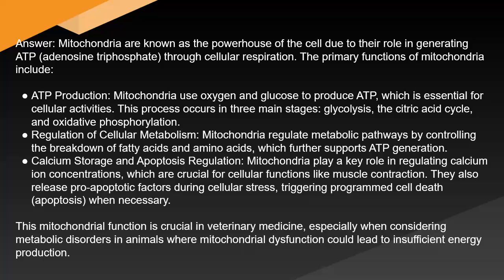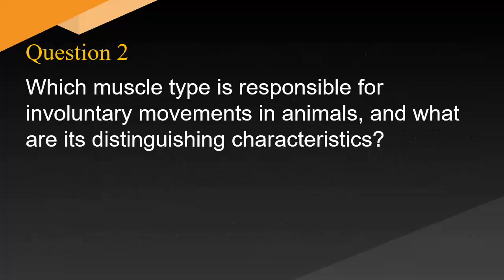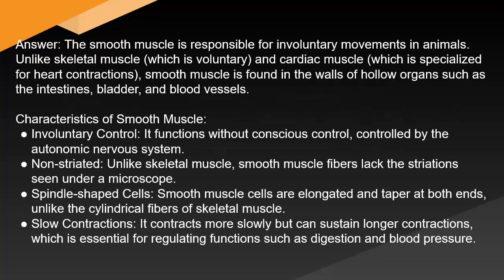to insufficient energy production. Which muscle type is responsible for involuntary movements in animals, and what are its distinguishing characteristics? Answer: the smooth muscle is responsible for involuntary movements in animals, unlike skeletal muscle, which is voluntary, and cardiac muscle, which is specialized for heart contractions. Smooth muscle is found in the walls of hollow organs, such as the intestines, bladder, and blood vessels.